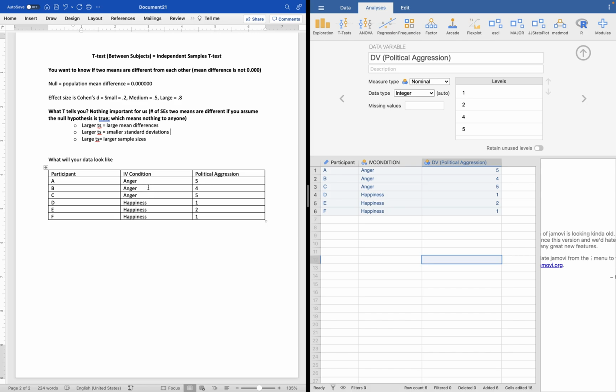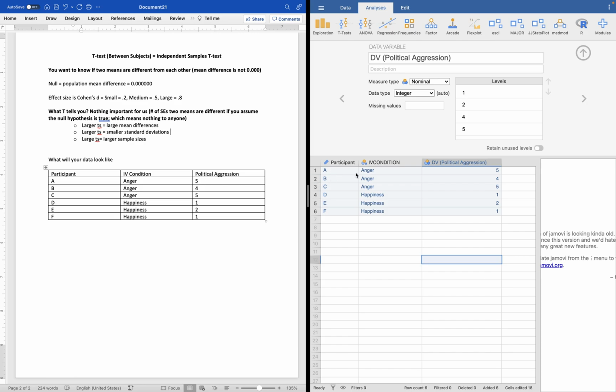What we want to know is, is there a difference in political aggression across our manipulation of anger and manipulation of happiness? So are happy people less likely to engage in political aggression? Are angry people more likely to engage in political aggression? Now, what you need to realize is that each participant is only in one condition, and they only give you one measure of your dependent variable. Those are the important things.